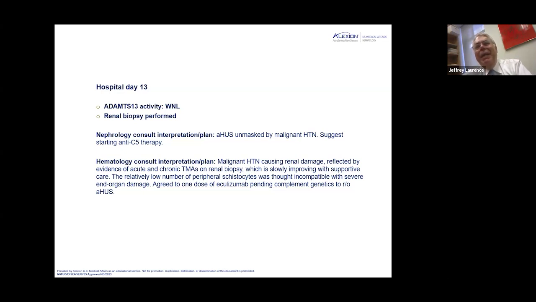They asked me to come in to adjudicate this as a consultant. And they agreed that I could send off complement genetics. If it came back positive, they'd agree to continue eculizumab. If it was negative, they were going to stop and just attribute this all to malignant hypertension.